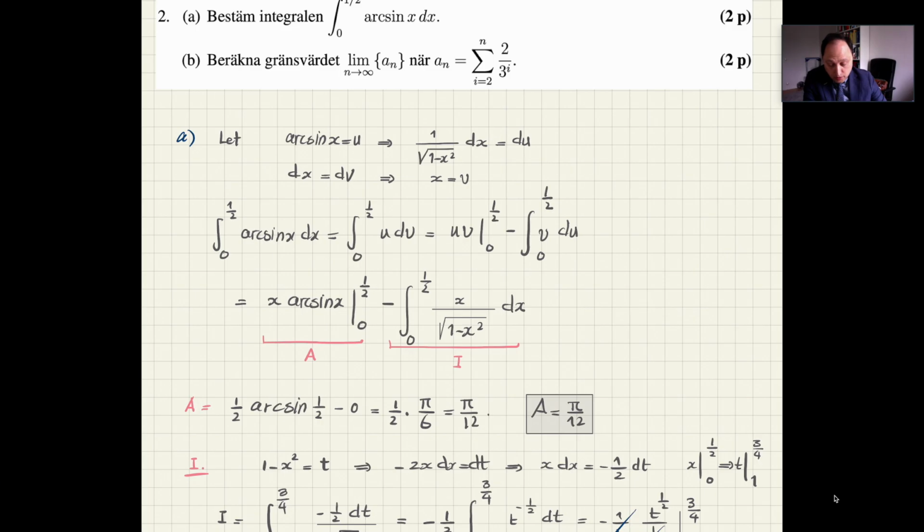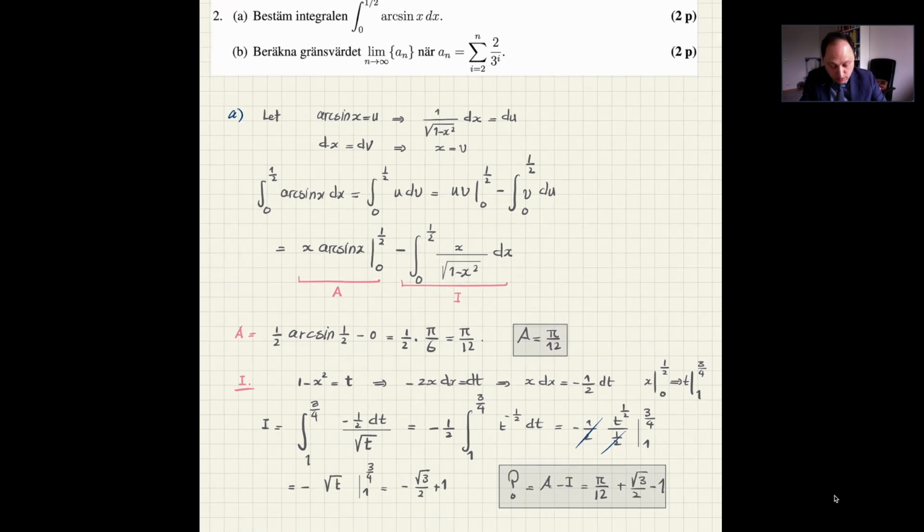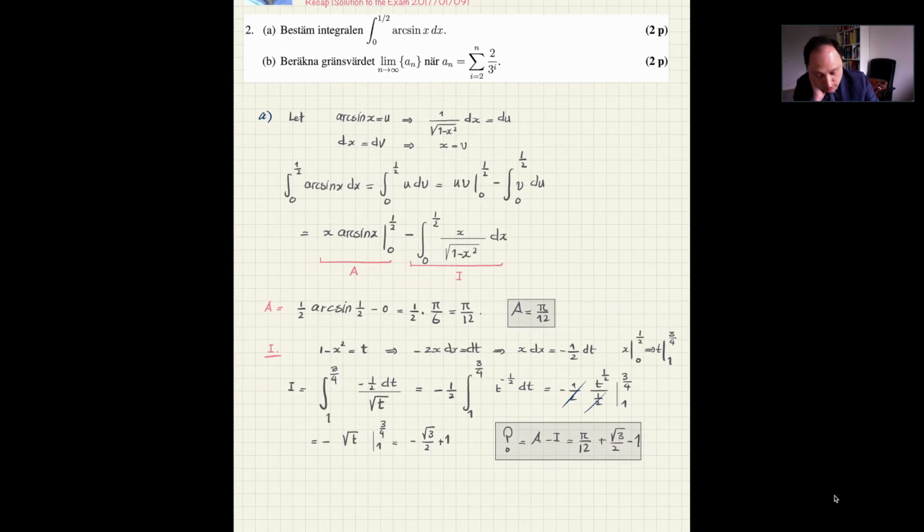Now we are supposed to calculate the limit. I don't know why they have written it in this way. So the limit of a_n when a_n is this expression. Actually, if you see, this is not an infinite series, but it's like a geometric series, yes? And then immediately we know how to calculate the formula. So let me go to part B.